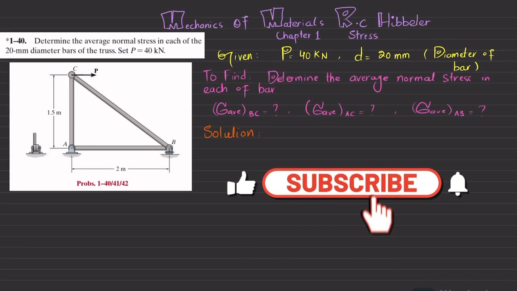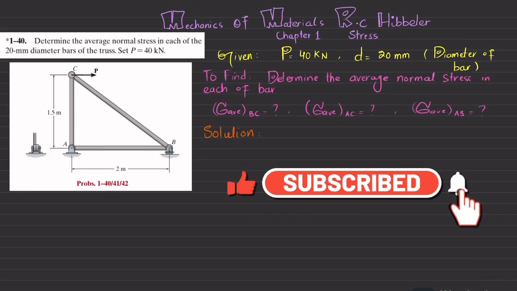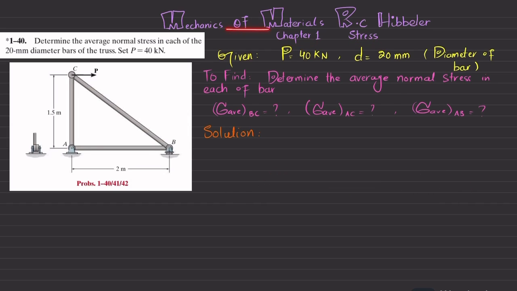Welcome back. Problem 1-40. This problem is taken from chapter number 1, that is stress, and the book name is Mechanics of Materials by R.C. Hibbeler. The statement is: determine the average normal stress in each 20 millimeter diameter bar of the truss. Set P equal to 40 kilonewton.